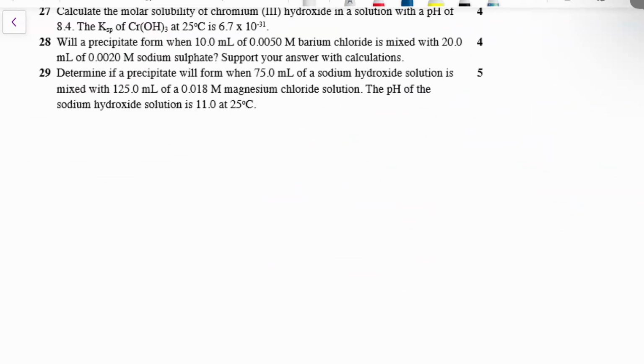So question 28, step 1, write your chemical equation for the precipitation. What's the formula for barium chloride? BaCl2. What's the formula for sodium sulfate? Na2SO4.